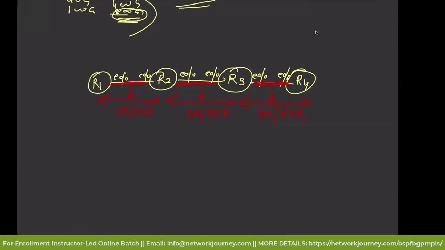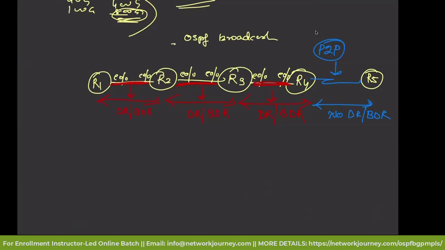Make sure your link is Ethernet. If it is not Ethernet, for example, if it is a serial link, there is no DR, BDR here. Because on a serial link, OSPF will use the network type of point to point. Here, OSPF will use network type of broadcast, for Ethernet.